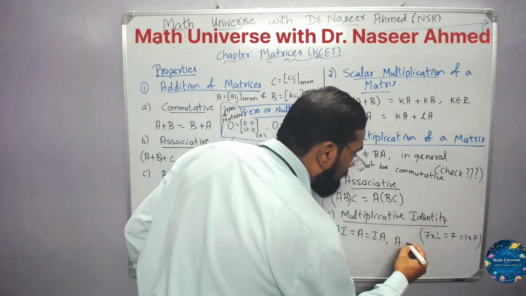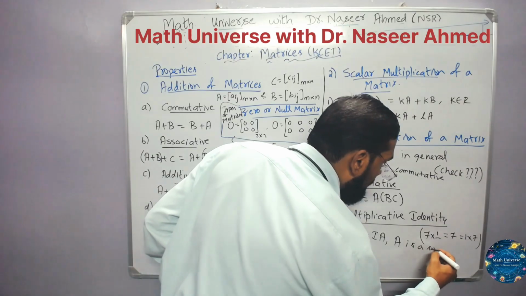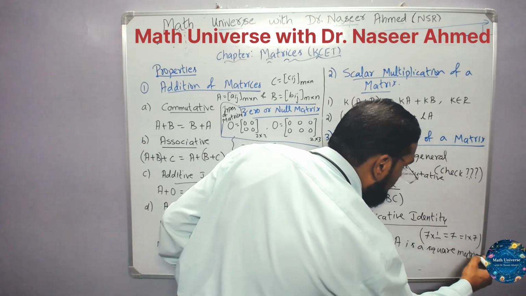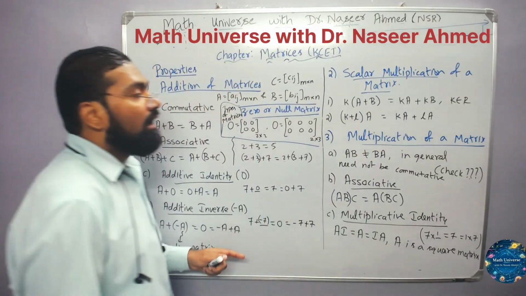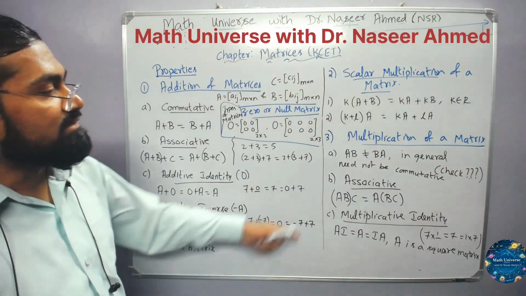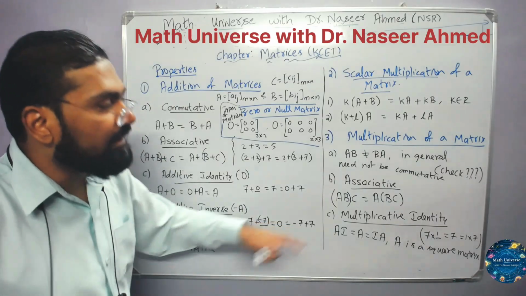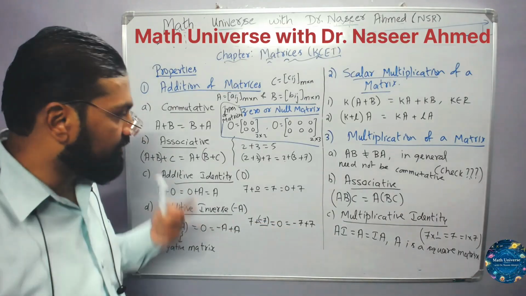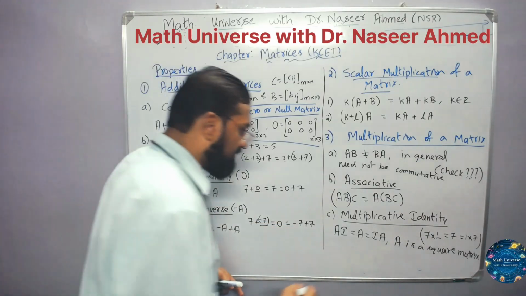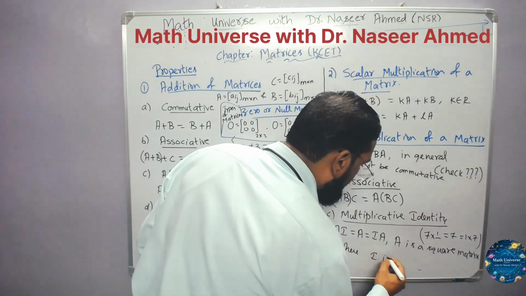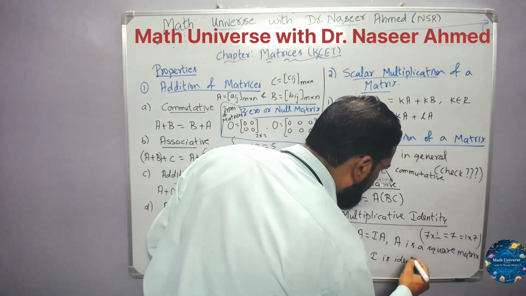Now A is a square matrix, only then will this property hold good. So only for a square matrix is this law going to hold good. Remaining all can be rectangular matrices as well; they need not be square matrices. But for multiplicative identity, it should be only a square matrix. And I is the identity matrix, as we know.